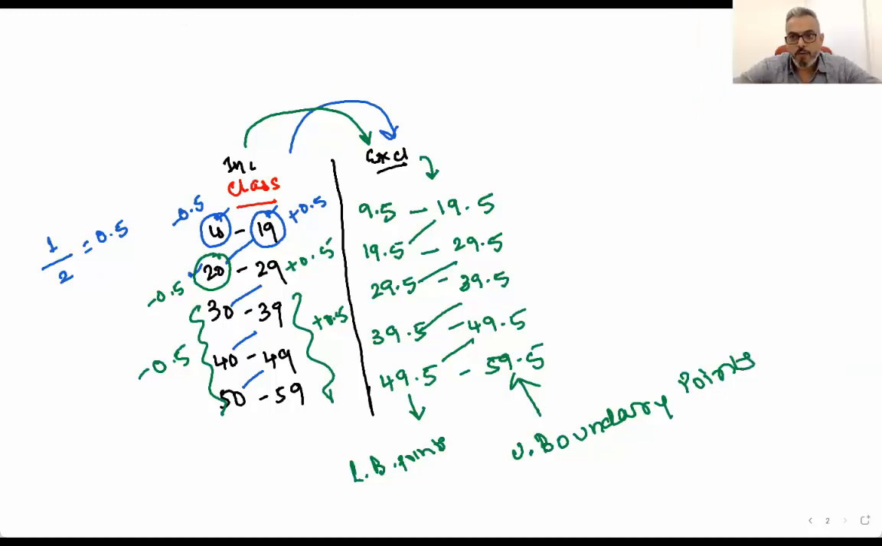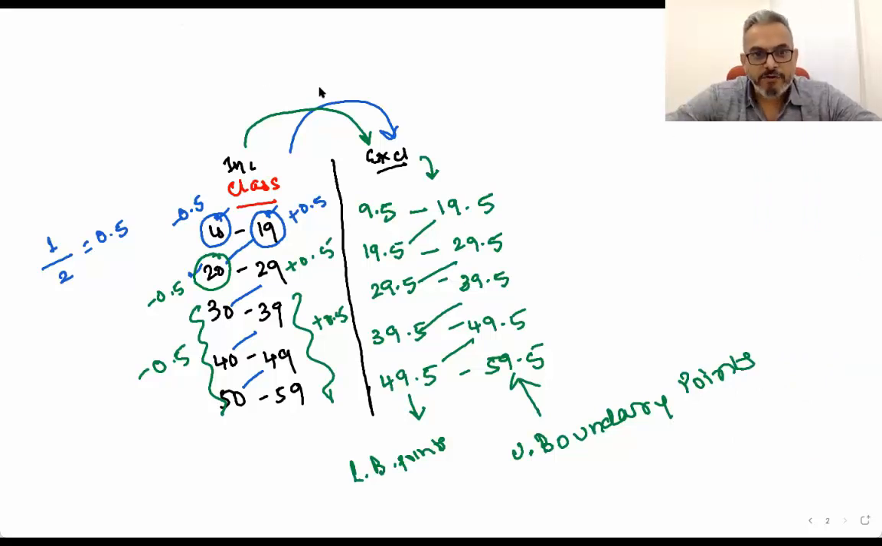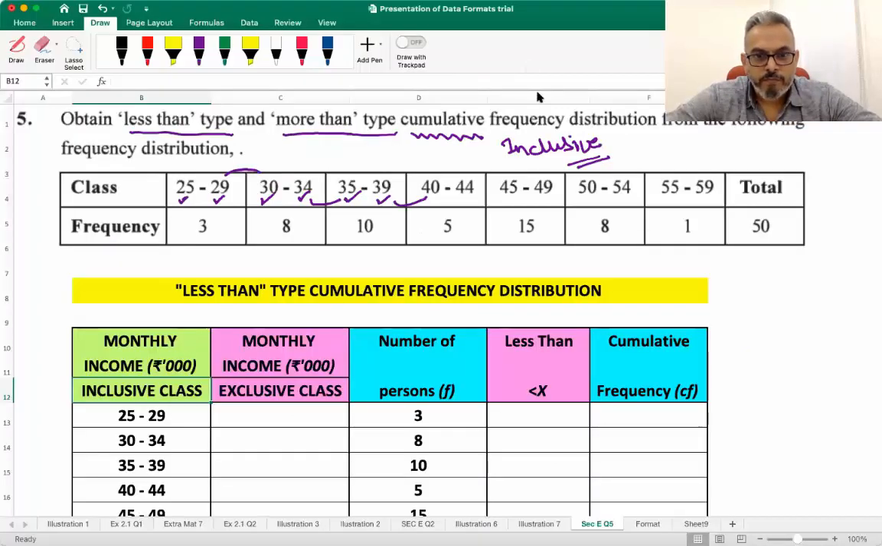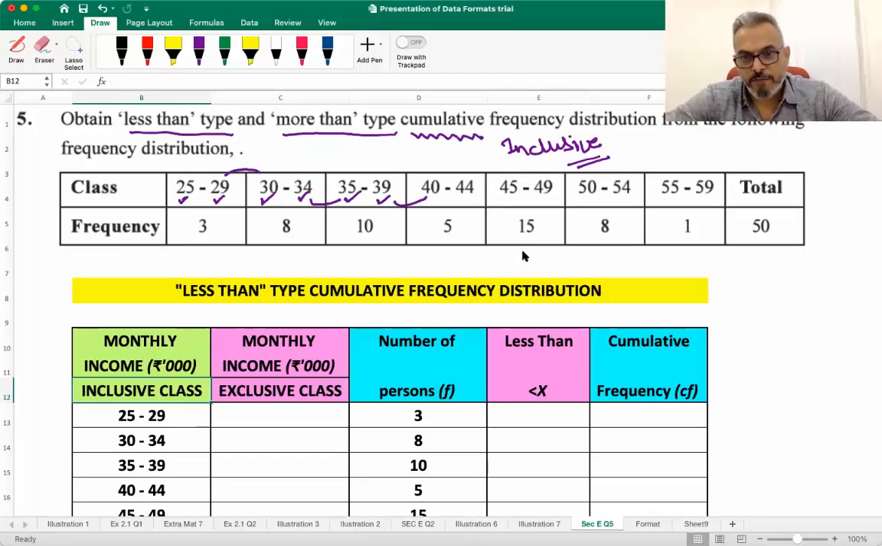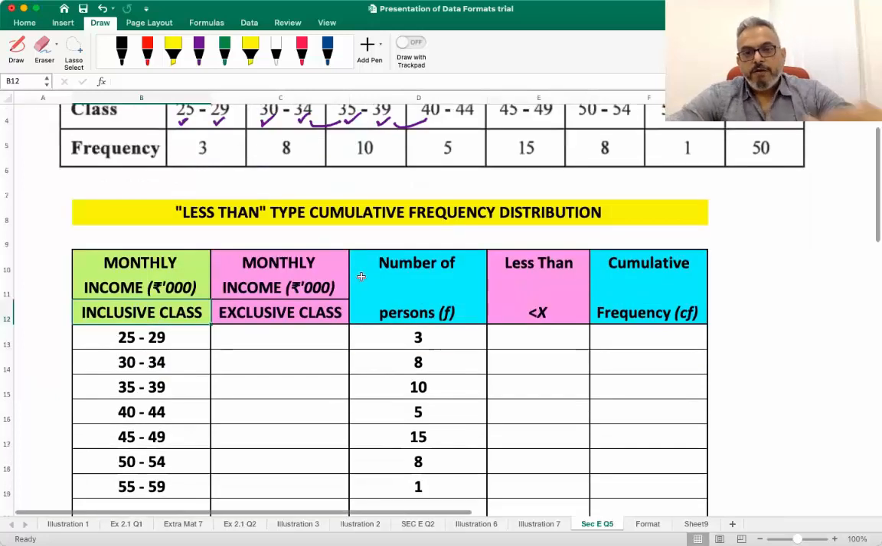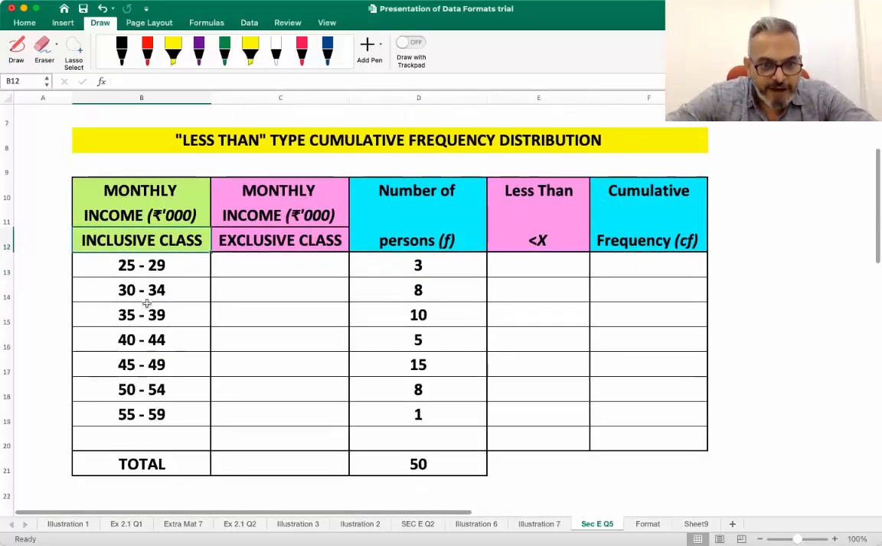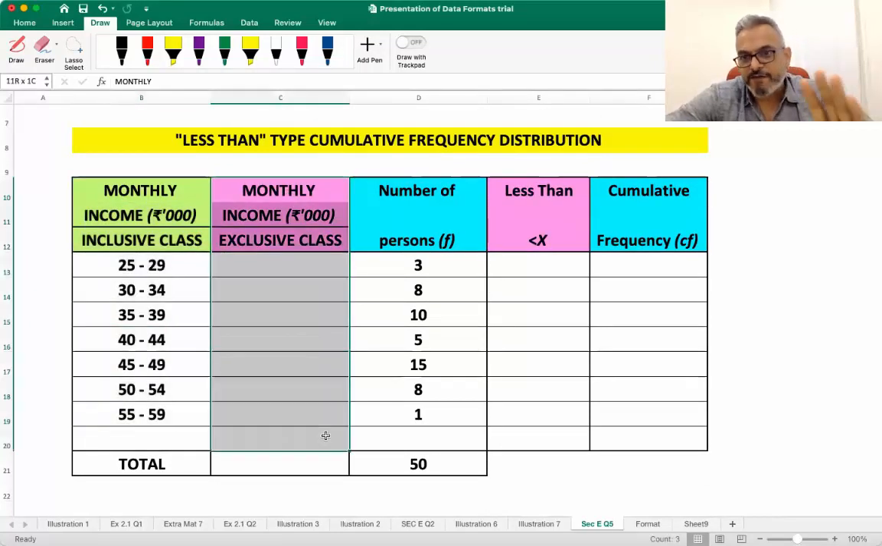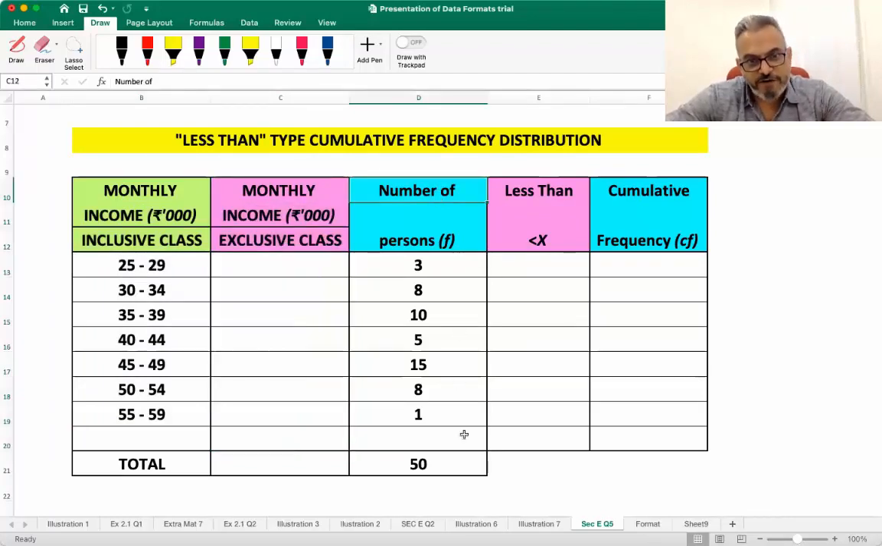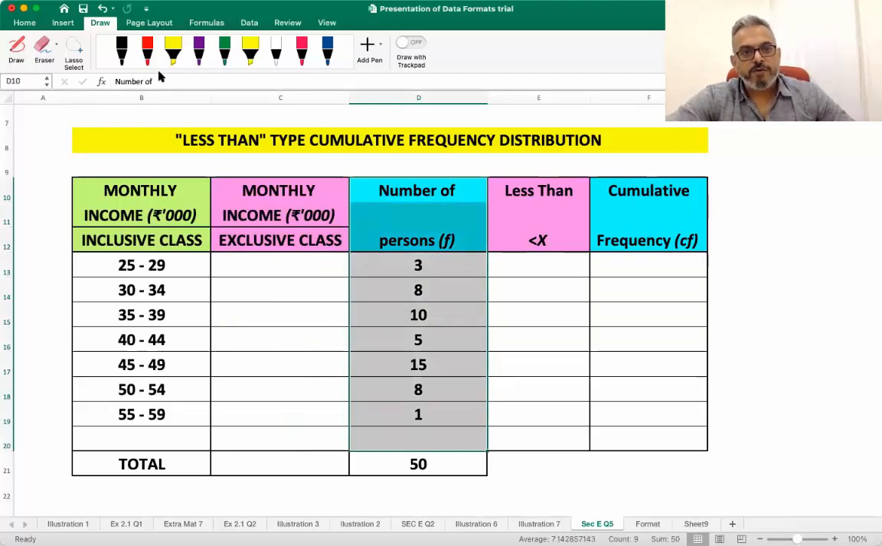Now, let's go back to our sum. Yes, Dave, you are right. We have to subtract 0.5 from the lower limit and add 0.5 to the upper limit. Now, over here, make the format. First, we write inclusive. Then we keep a space over here. From inclusive, we convert to exclusive. Then number of persons, frequency, then less than and cumulative frequency.